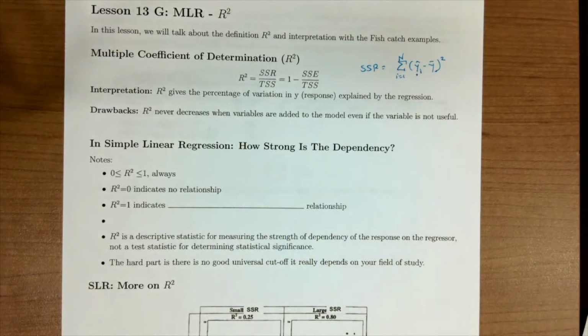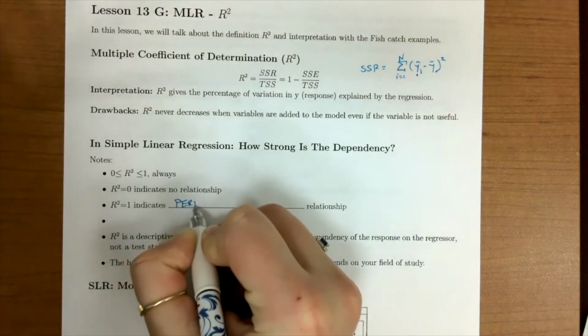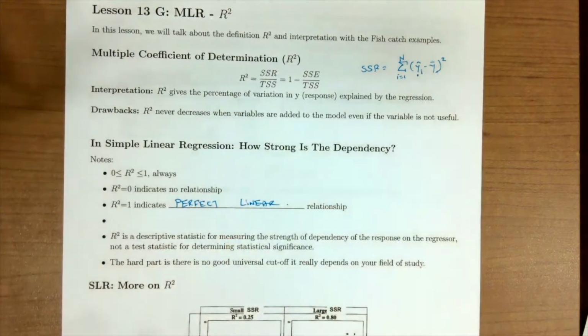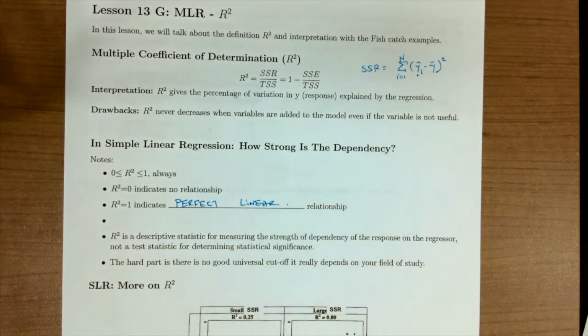R squared is always going to be between 0 and 1, where an R squared of 0 indicates there's no relationship, and an R squared of 1 indicates a perfect linear relationship. It's a descriptive statistic for measuring the strength and dependency of the response on the regressor. It's not a test statistic for determining statistical significance.